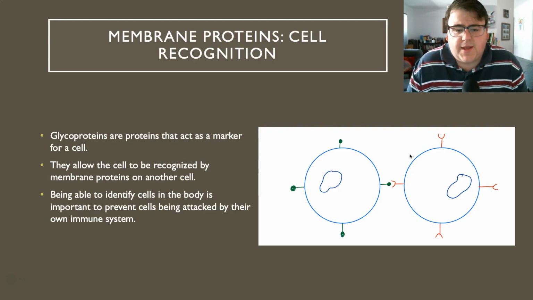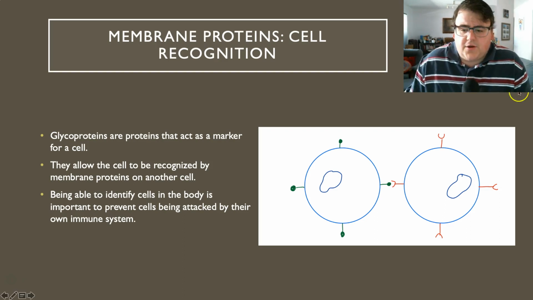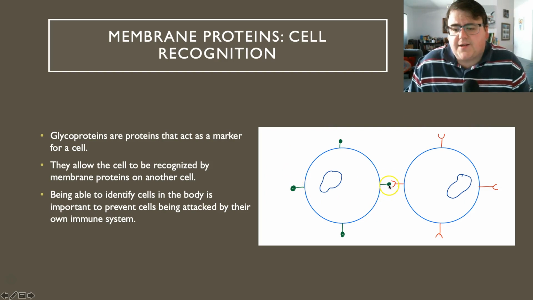Cell recognition, so glycoproteins. These are proteins that act as a cell marker for the cell. There's a very crude diagram over here of that. What they do is they allow the cell to be recognised by other proteins on other cells. So over here we have one cell, and it's got our circular glycoprotein, and we have our receptor molecule in the opposite cell that has a complementary fit. So it comes along, yep, you should be here, let's move along.